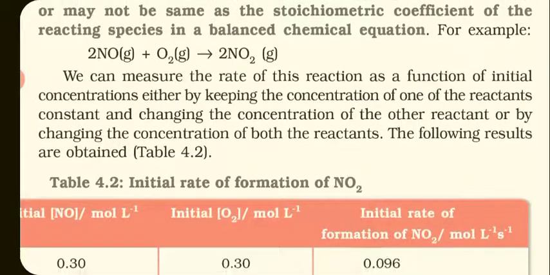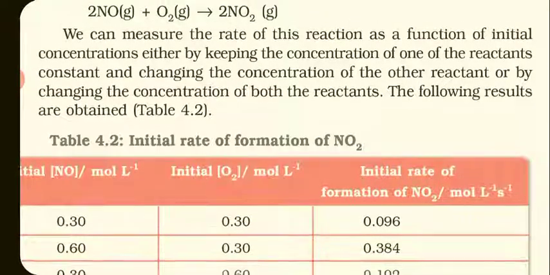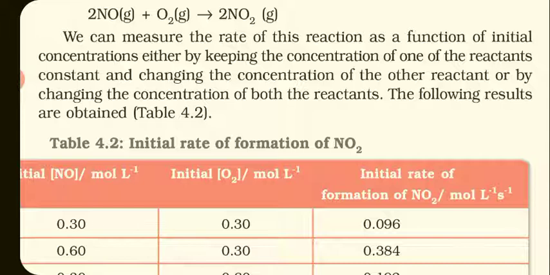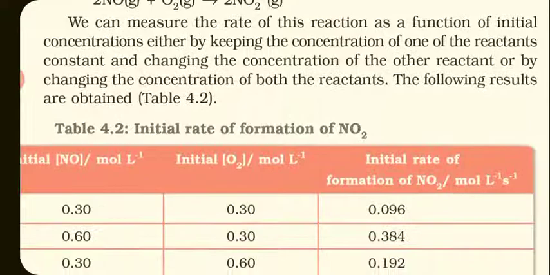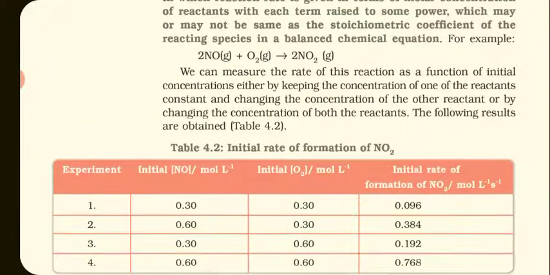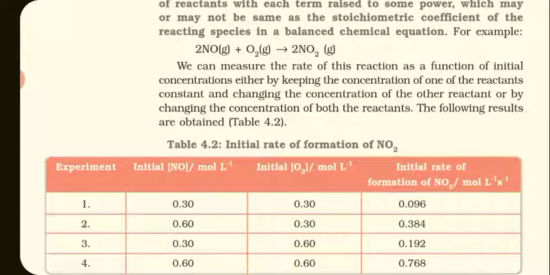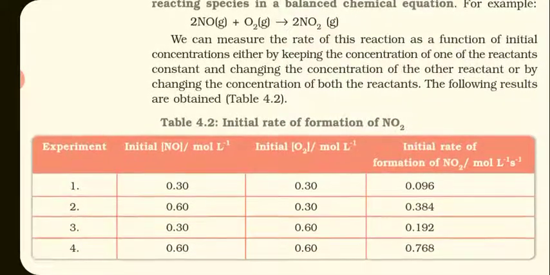Now, for example, we will see a chemical reaction. 2 moles of nitrogen monoxide gas react with 1 mole of oxygen gas and form 2 moles of nitrogen dioxide gas. We can measure the rate of this reaction as a function of initial concentration of either of the reactants, by keeping the concentration of one of the reactants constant and changing the concentration of the other reactant, or by changing the concentration of both reactants. The following results are obtained as given in table 4.2.